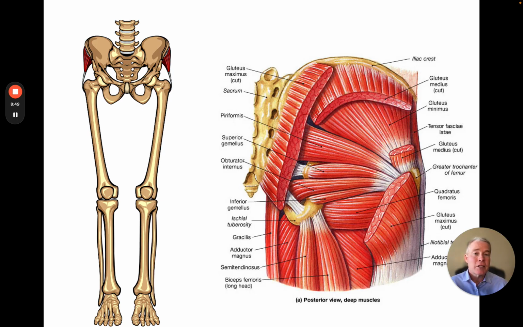Now, the muscle that's supposed to be preventing that from happening are the hip abductors. There are a number of them, but the principal hip abductor that's required for 70% of the force to maintain frontal plane alignment comes from the gluteus medius.